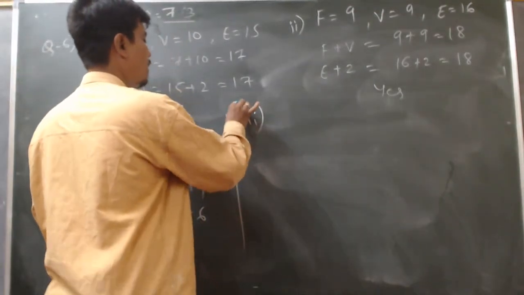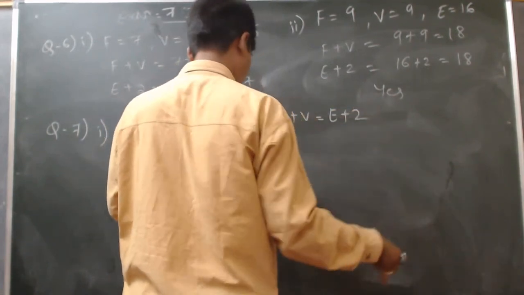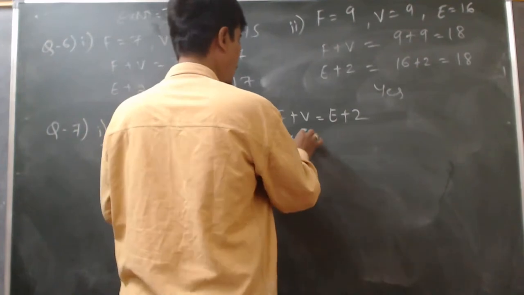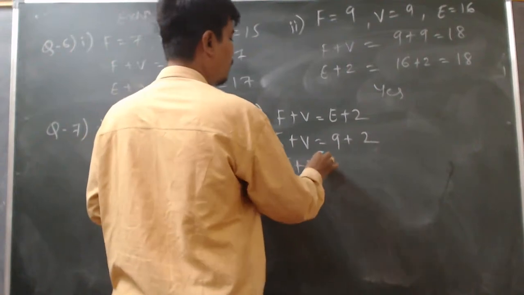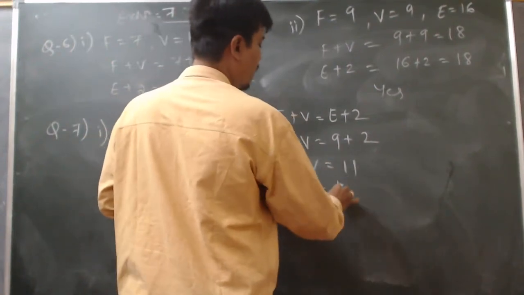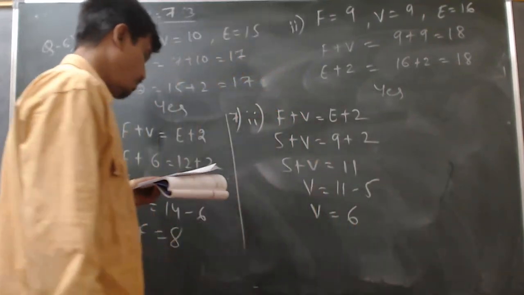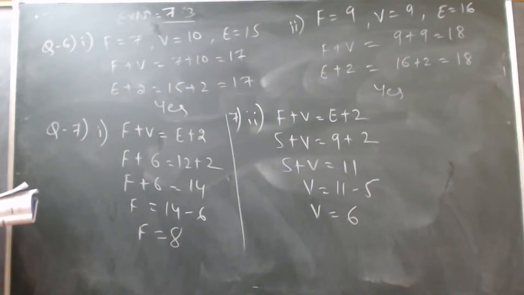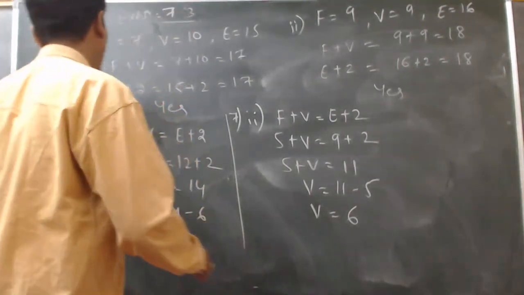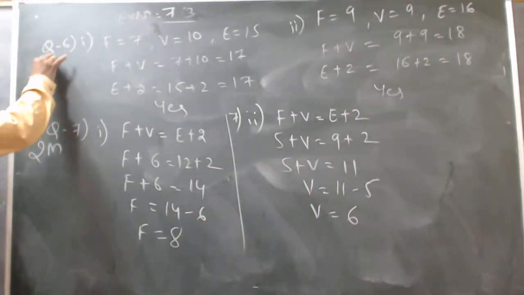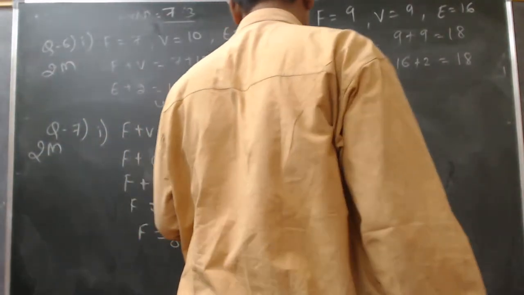Second, F plus V equal to E plus 2. It is given that faces are 5. They didn't use the vertices. Edges are 9, plus 2. If you write 5 plus V equal to 11, plus 5 will become minus 5. In 11, 5 on means it will be 6. Which is that? Vertices. In the first they asked for faces, in this they asked for vertices. And it will be a 2 mark question for the exam. So even I am making you know which will be the 2 marks question.